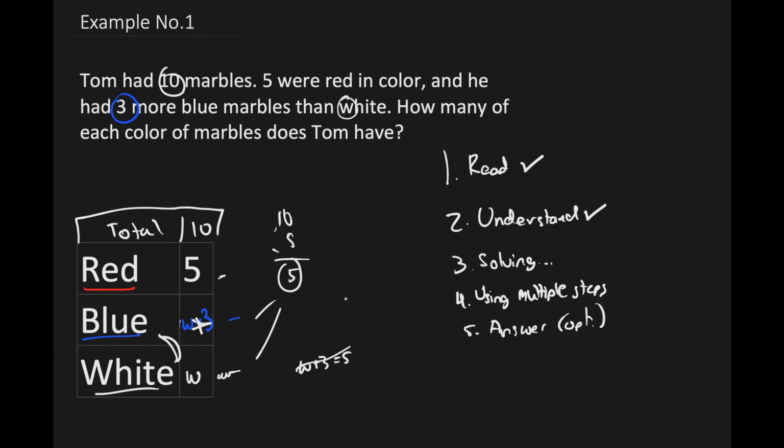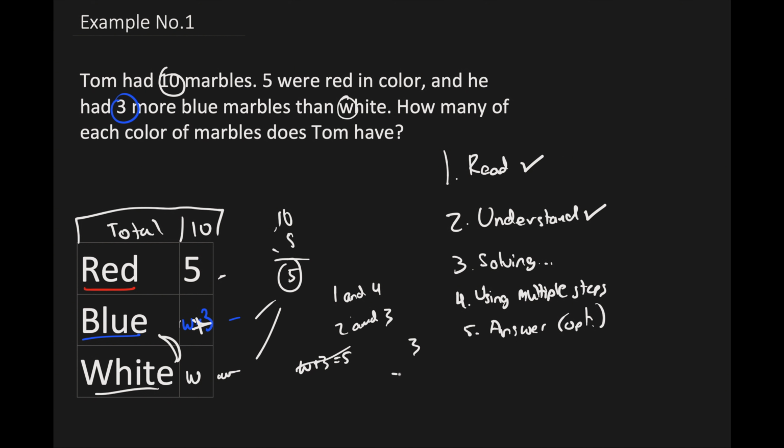So let's try the combinations. What are combinations to make 5? There's only 2: 1 and 4, 2 and 3. Now which one of them is 3 apart? Because it's plus 3. So W plus 3 equals blue, and blue plus W equals 5. So if 3 minus 2 equals 3, then that means 3 is blue, white is 2.